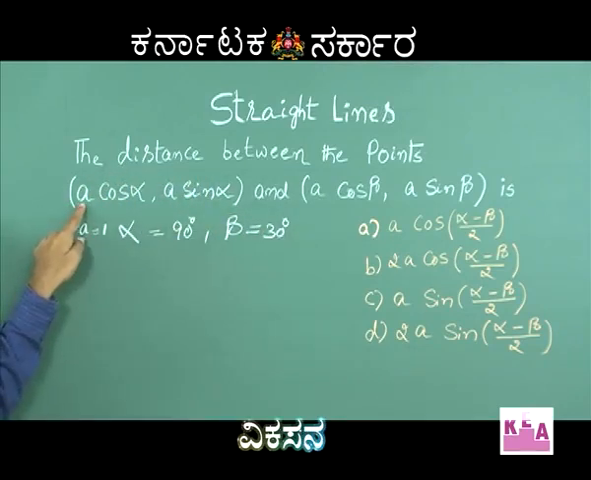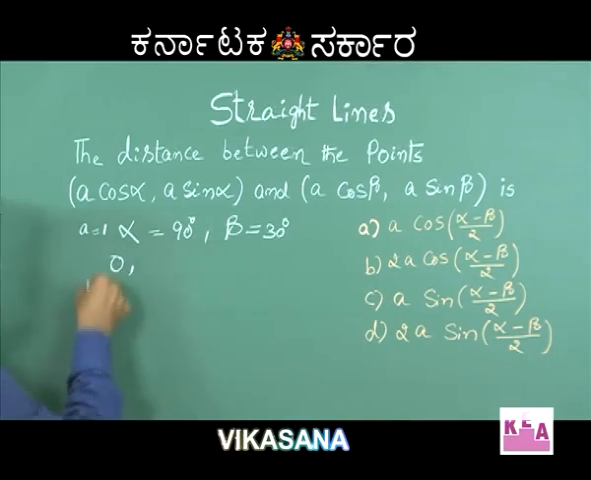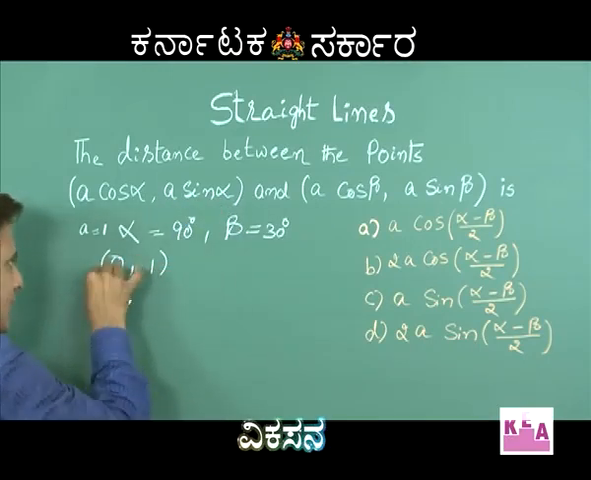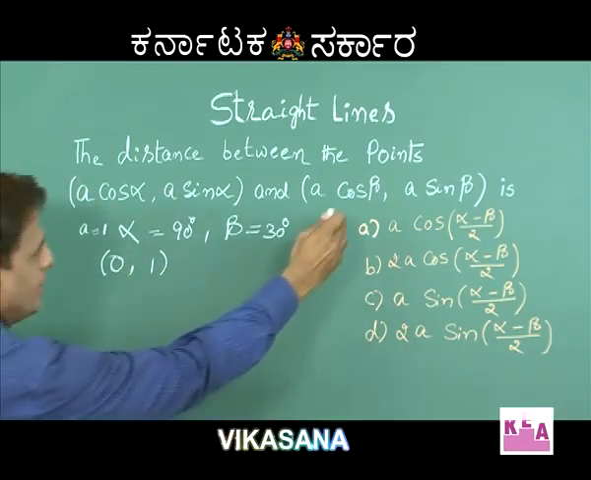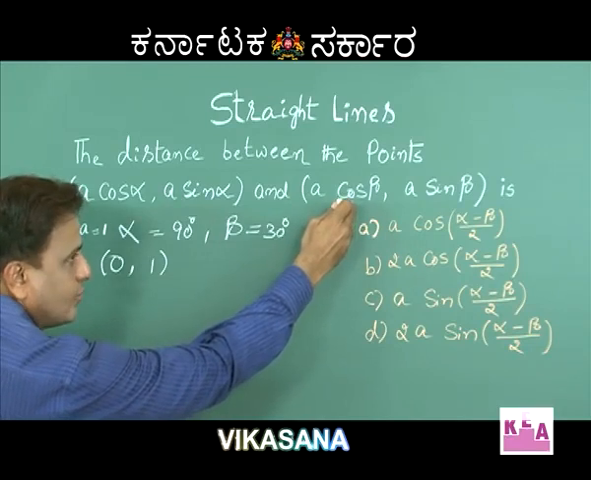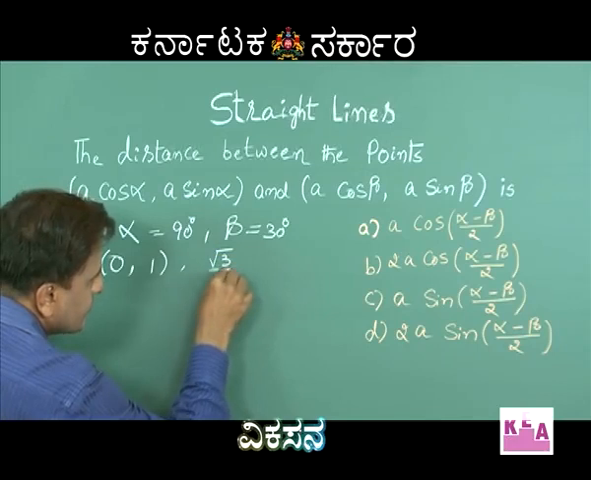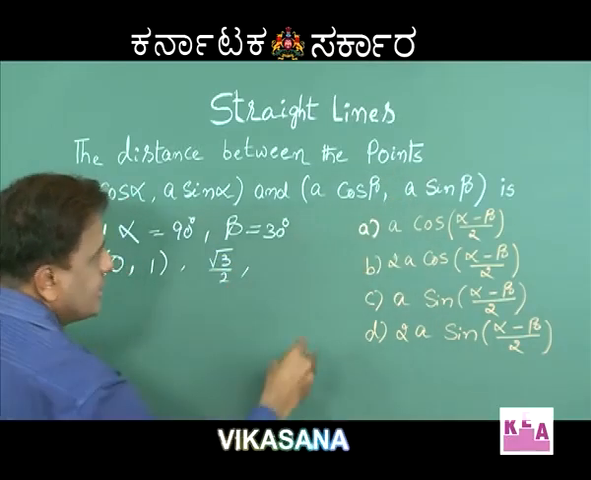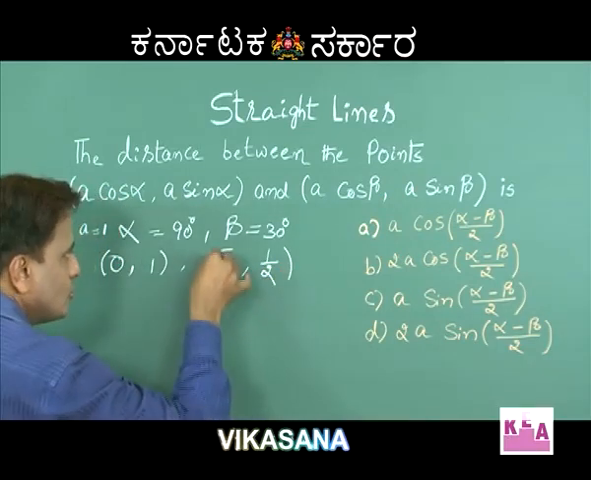A is equal to 1, cos alpha is cos 90, which is 0, so this point becomes 0, comma, alpha is 90, sin 90 is equal to 1, so the first point becomes 0, comma 1. And again here, cos 30, what is cos 30? Root 3 by 2, so the second point becomes root 3 by 2, and sin 30 is equal to 1 by 2.